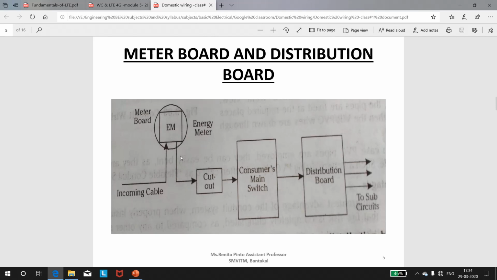From the energy meter, the connection is then gone to the cutout. The cutout contains a fuse which will enable the electricity supplier to discontinue or cut off the electricity supply if the consumer fails to pay electricity bill. Cutout and the energy meter is the supplier's property. From the cutout, the connection is then given to the main switch. Main switch will be accessible to the consumer so that the consumer can switch off the supply whenever required. From the main switch, the connection is then given to the distribution board, which enables supply to various utilities like fans, light and other appliances.